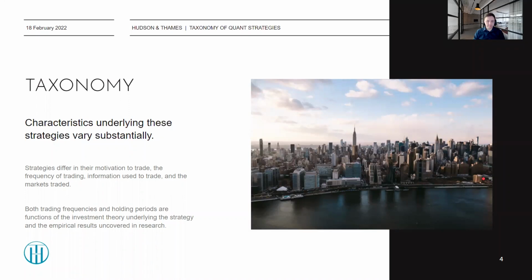So taxonomy. So when it comes to quant models, characteristics underlying these strategies vary substantially. And in this paper that I've mentioned, they've given us some attempt at classification. So strategies differ in their characteristics in the following sense. They differ in their motivation to trade, frequency of trade, information used to trade, and the markets traded. Also, it's worth noting and mentioning that both trading frequencies and holding periods are functions of the investment theory underlying the strategy and the empirical results covered in research.